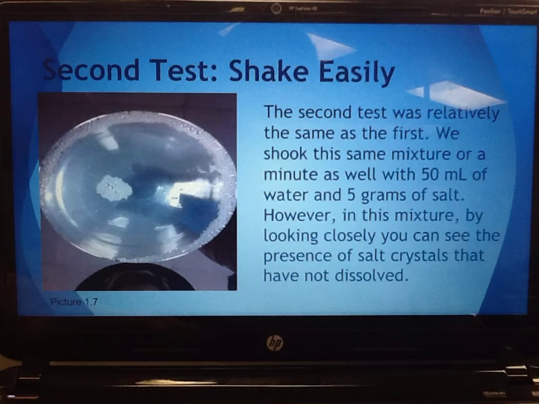Second test: shake easily, not stirred. The second test was relatively the same as the first. We shook the same mixture for a minute as well, with 50 milliliters of water and 5 grams of salt. However, in this mixture, by looking closely, you see that the salt crystals have not dissolved, and it is very clear so you can see through it.